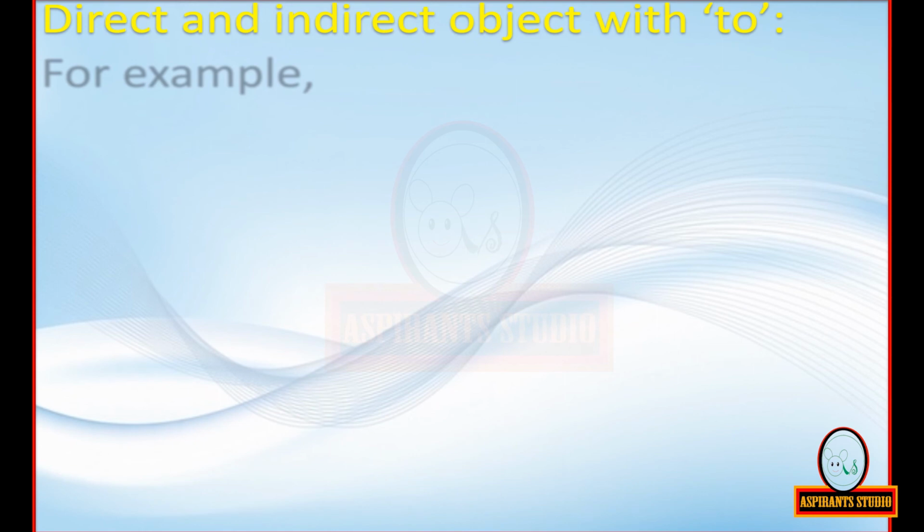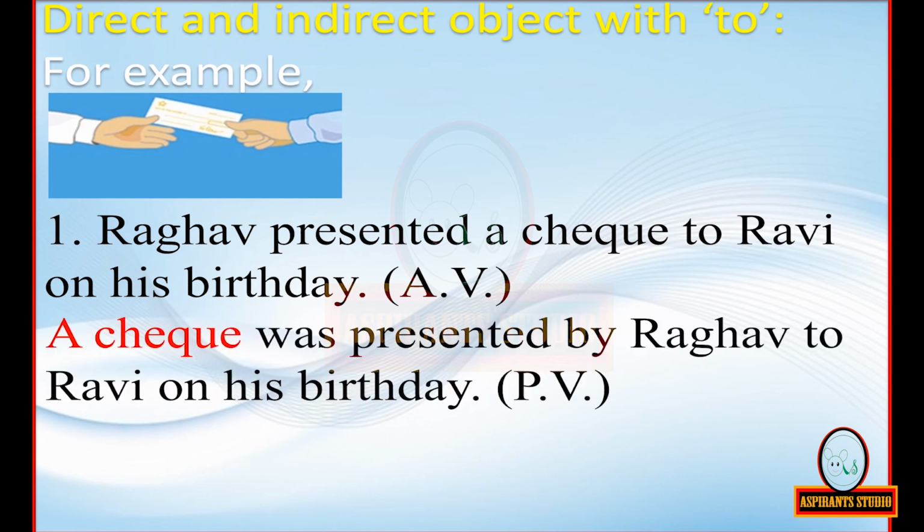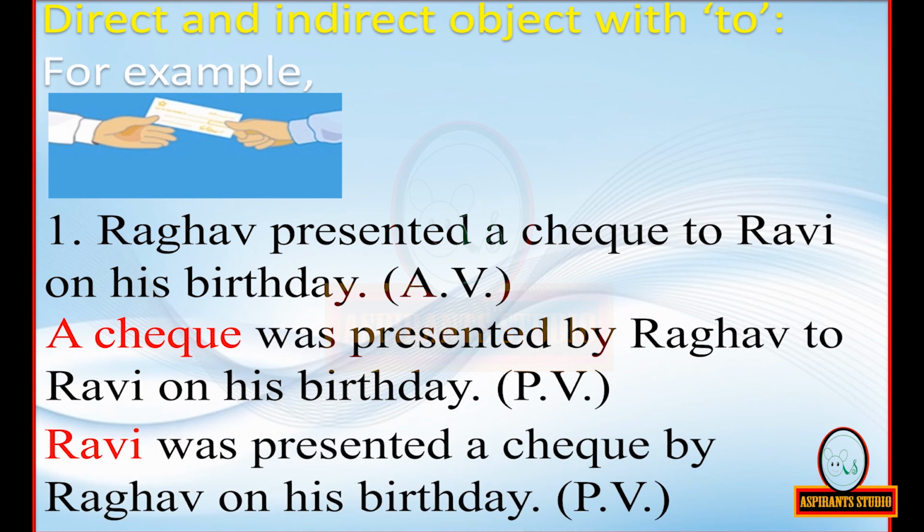Direct and indirect object with to. For example, Raghav presented a check to Ravi on his birthday. Active voice. A check was presented by Raghav to Ravi on his birthday. Passive voice. Ravi was presented a check by Raghav on his birthday. Passive voice.